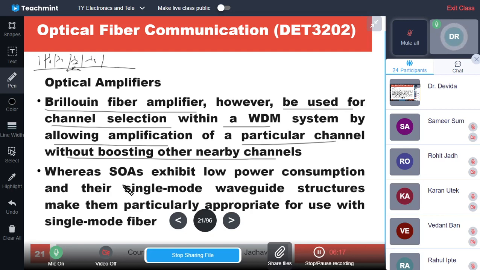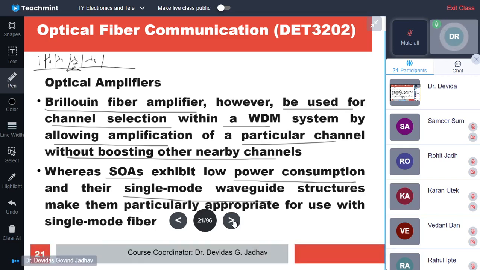Whereas semiconductor optical amplifiers, SOA, exhibit low power consumption. This is the advantage or peculiar characteristic of the SOA, that is, the semiconductor optical amplifier. Their single mode waveguide structure makes them particularly appropriate for use in single mode fiber. Okay, their waveguide structure is single mode, so they are particularly used in single mode fibers. Okay, so this we have seen yesterday.